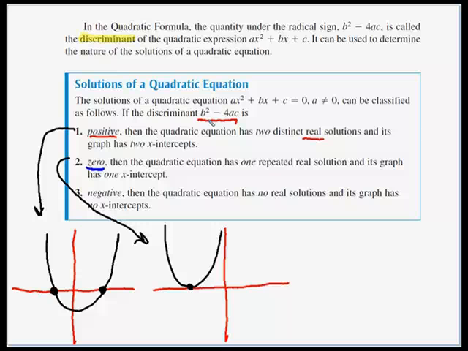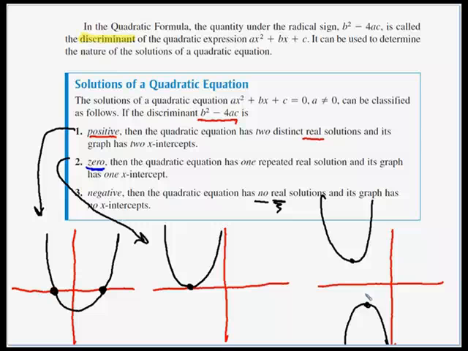And the last case, if the discriminant b squared minus 4ac turns out to be a negative number, then the quadratic equation has no real solutions, and its graph has no x-intercepts. So it might be the case that our parabola is up here, opening up, and it's never going to hit the x-axis, or it could be down here below, opening down, and it never hits the x-axis. No real solutions. We will shortly be getting to dealing with negatives under radicals with imaginary numbers or complex numbers. And that would be a solution to a quadratic with a negative discriminant.